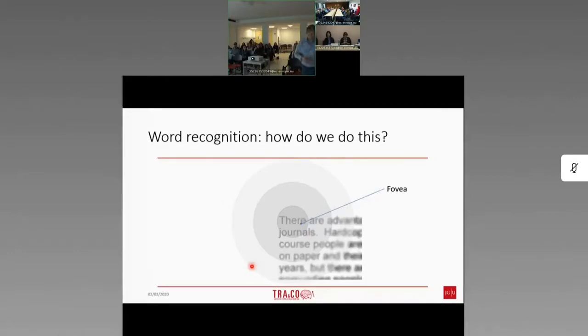Otherwise we could take in the whole thing at once. So in the parafovea, we can still guess or have a rough idea what it says there, but the further away you get from the center, the more difficult it becomes. And in the periphery, it's virtually impossible to understand anything that is on the page.